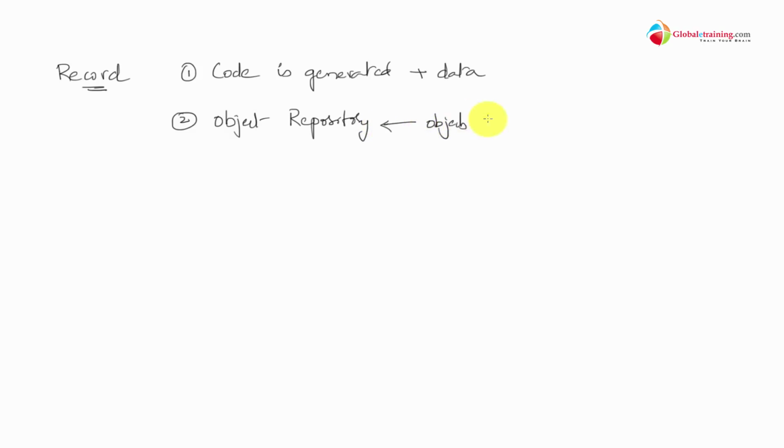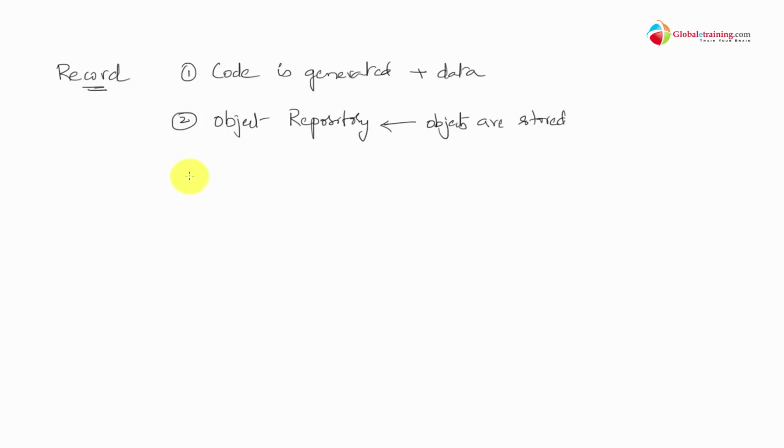Let's try to understand what happens when you record applications. When you record applications, number one, we know that code is generated. And when you record, you enter the data, so the code also includes data. As you're working with the objects on the application, it reads those objects, tries to identify them, and creates something called an object repository. This is where all the objects are stored. All the object information, object properties, and all that are stored there.